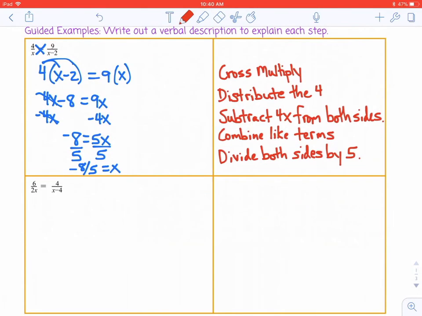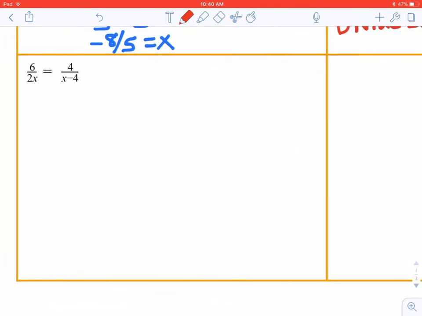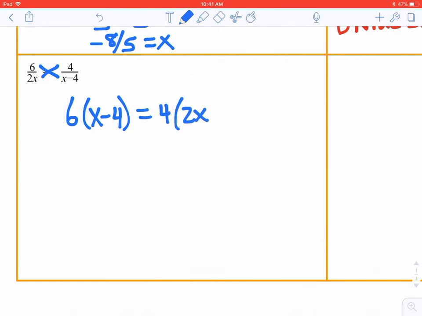Let's do another example in this video, and then we'll put the other two in a separate video just so it's not too long of a video of everything. So first we're going to cross multiply. So we get 6 times x minus 4 equals 4 times 2x. So I'm going to go ahead and work it out and then write out my steps this time. So do a little differently. So 6 has to be distributed. So we get 6x minus 24 equals 8x.